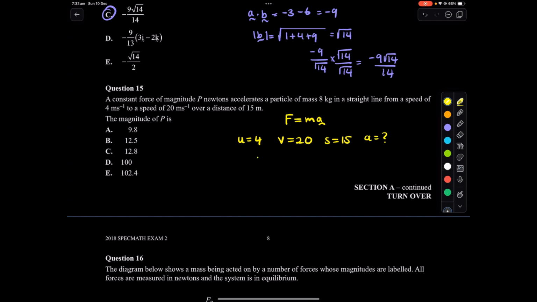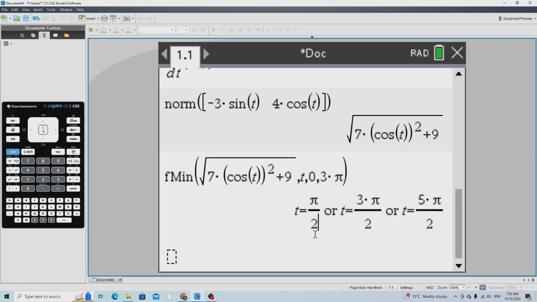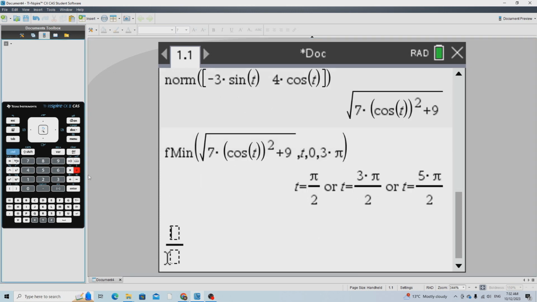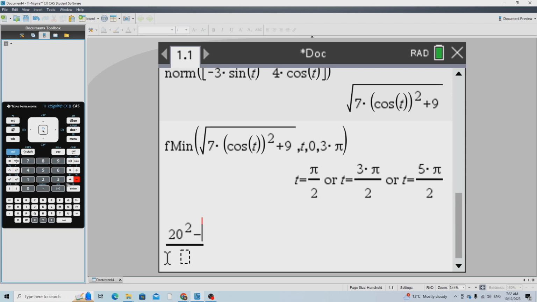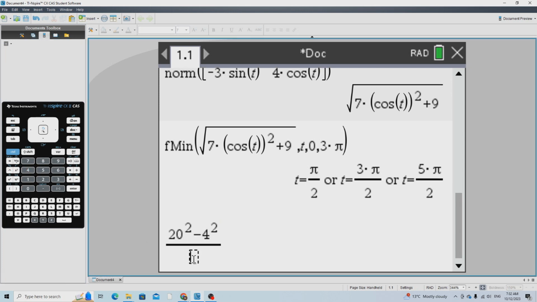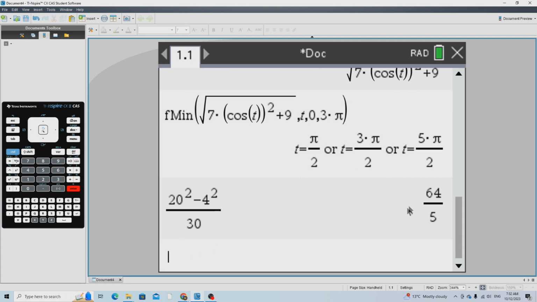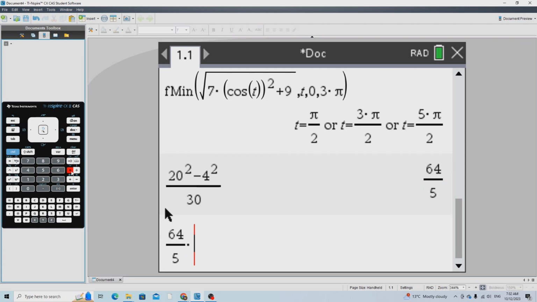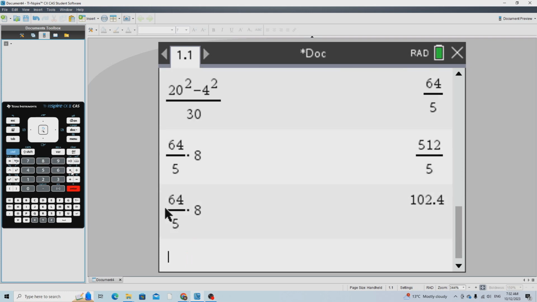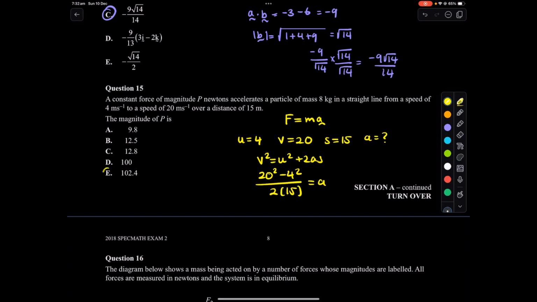So it would be v squared equals u squared plus 2as in this case. We'll use this. And so it'll be 20 squared minus 4 squared over 2 times 15. And that is going to give us our acceleration. So let's go on our calculator and write that down. So it'll be 20 squared minus 4 squared over 30. That gives us our acceleration. Now remember, force equals mass times acceleration to get the force. So we need to multiply by mass, which in this case is 8. And that gives me 102.4. So choose E as your answer.